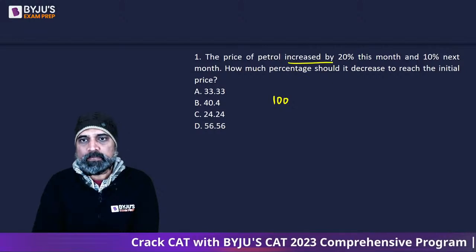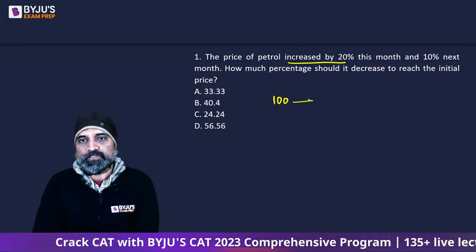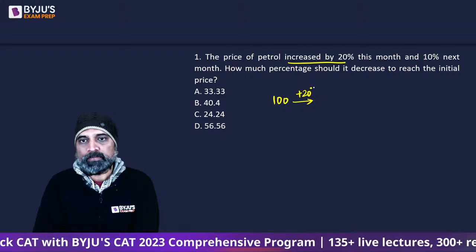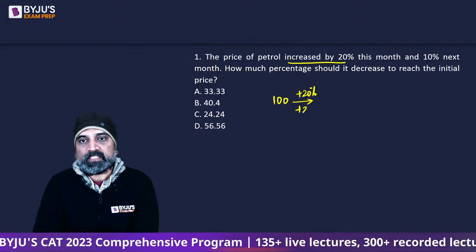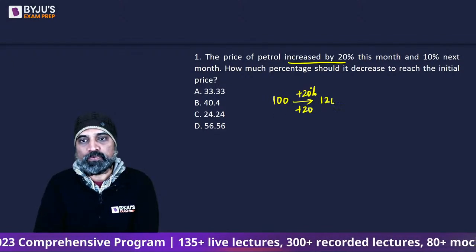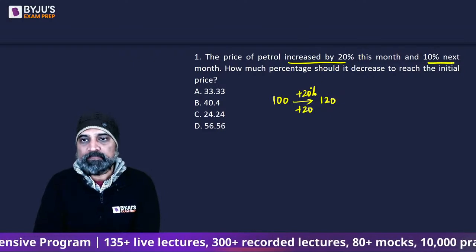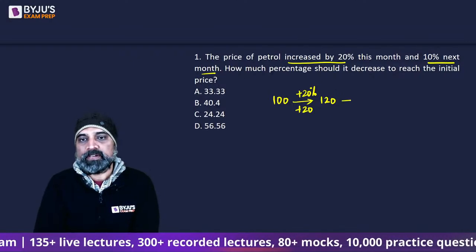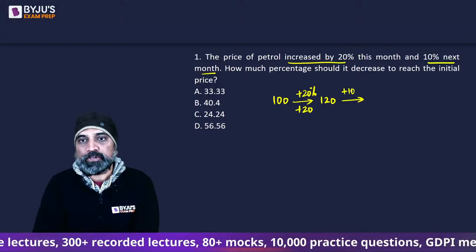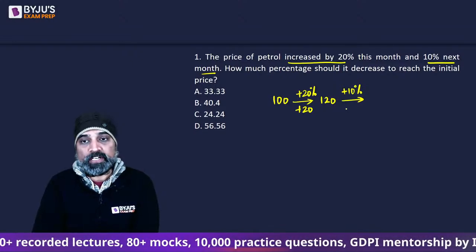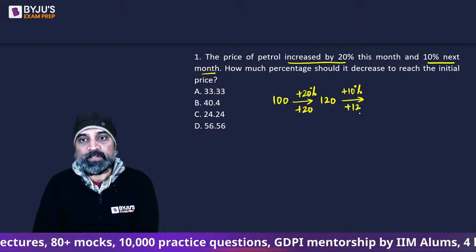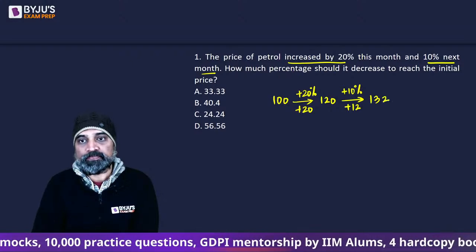So it increased by 20%. So if it increases by 20%, that will be 20% of 100. That means there will be an increase of 20. So it becomes 120. And 10% next month. So 10% of 120 is what we will have to calculate. 10% of 120 is going to be 12. 120 plus 12 is 132.